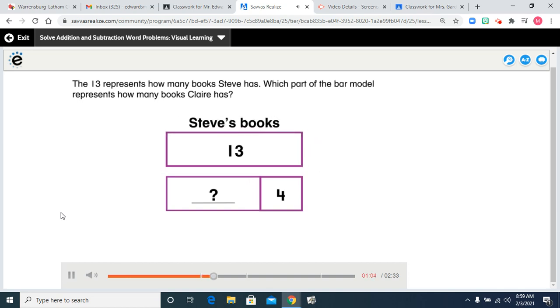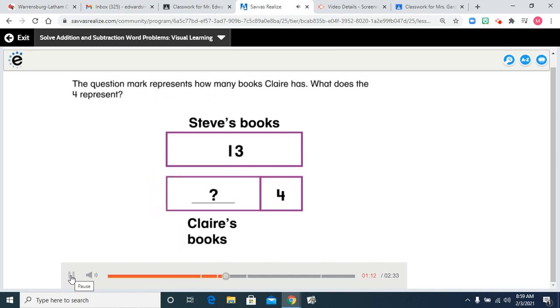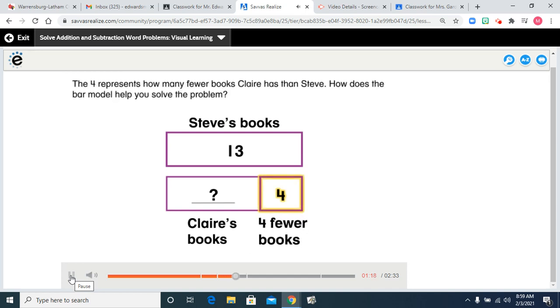Which part of the bar model represents how many books Claire has? Select your answer. Okay, the story problem said that Claire has 4 fewer books than Steve. So this would be the 4 fewer. So what we'd have to do is take 13 minus 4 to figure out how many books Claire has. So this, where the question mark is, represents how many books Claire has. The question mark represents how many books Claire has. What does the 4 represent? The 4 represents how many fewer books Claire has than Steve.